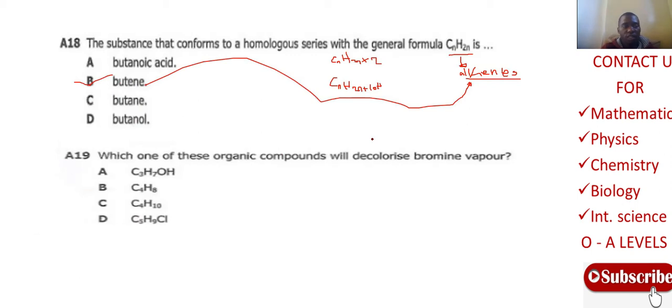Let's go to question 19. Which one of these organic compounds will decolorize bromine vapor? Now, bromine vapor can only be decolorized by alkenes. So alkenes are unsaturated hydrocarbons. Unsaturated hydrocarbons are the ones that are able to react with bromine to decolorize it from its reddish brown color to colorless. So on the options here, we have to look for an alkene. The fact that this one has got OH, it can't be an alkene. The fact that this one has got Cl, it means that it's not an alkene. So the answer is either B or C.